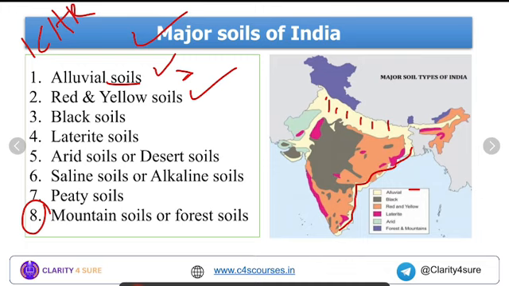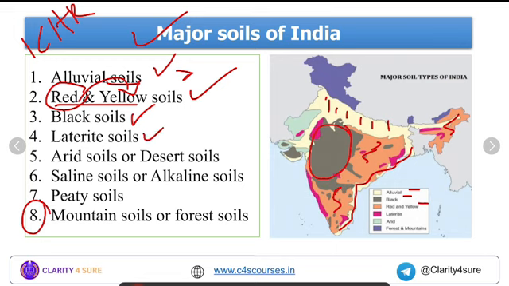From the map you can see most of the eastern parts of India are covered with this red and yellow soil. The significant red color is because of the presence of anhydrous ferric oxide, and when it is in the hydrated form, it gives the yellow color to that soil. So yes, the second was the red and the yellow soil. The third one is the black soil. You can see from the map the black soil is present in the central part, that is the Deccan Plateau area of India, and it is mostly famous for its cotton cultivation.